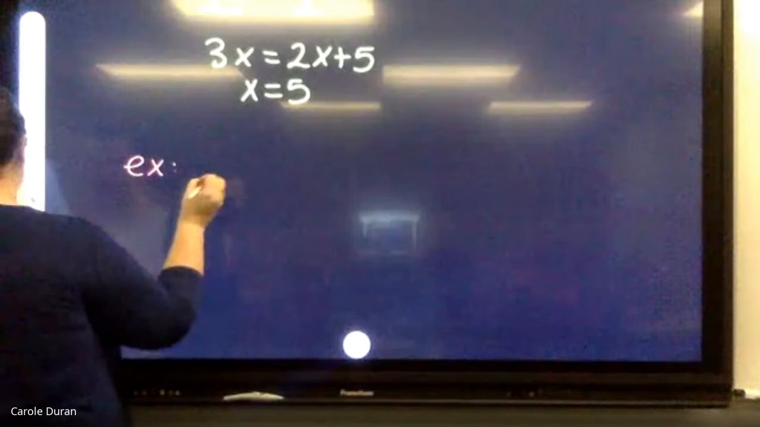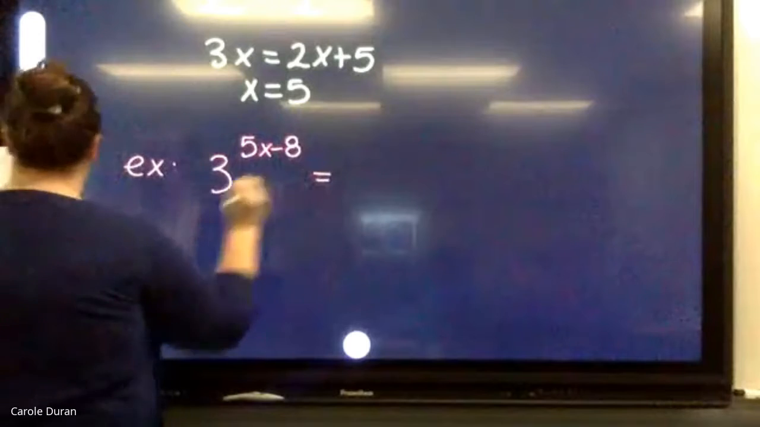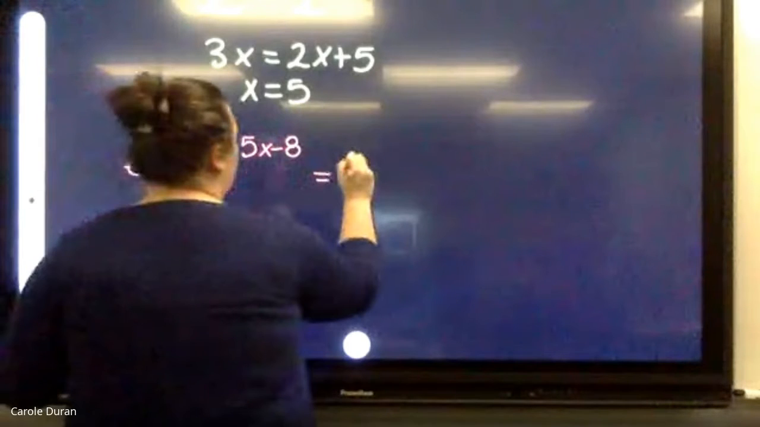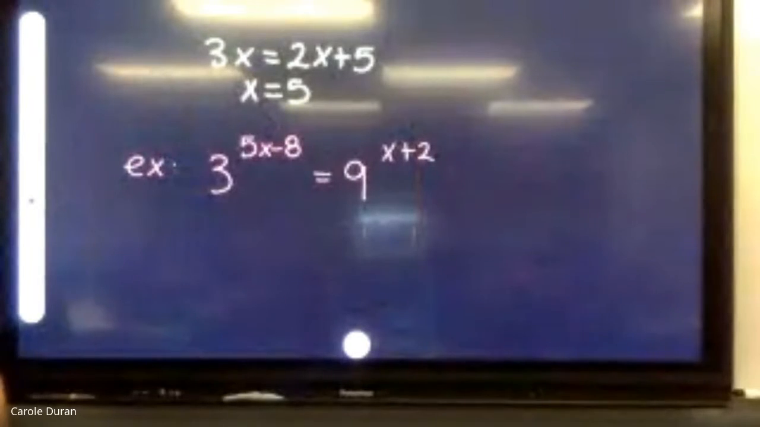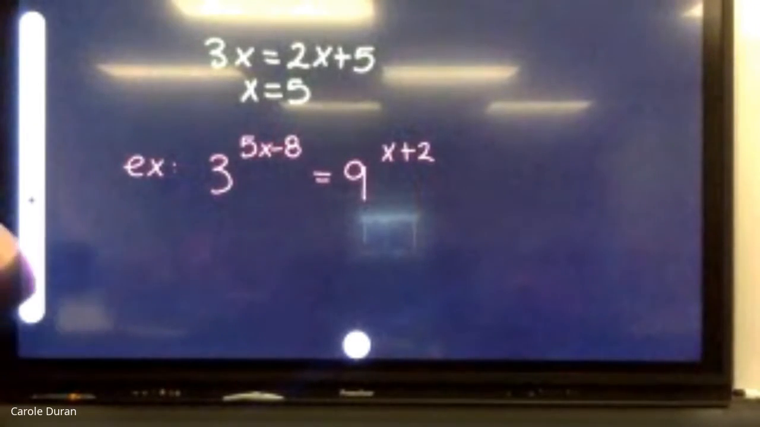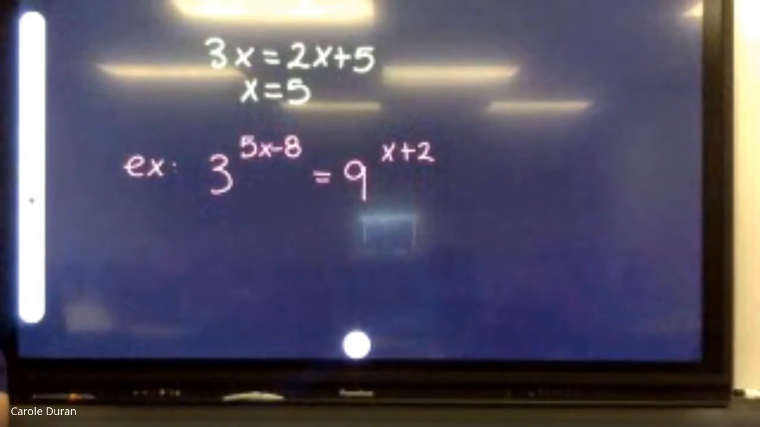Let's say this time I have 3 to the power of 5x minus 8 equals 9 to the power of x plus 2. And I would like to solve for x. What's the first question I need to ask myself? Are the bases the same? Are those bases the same?